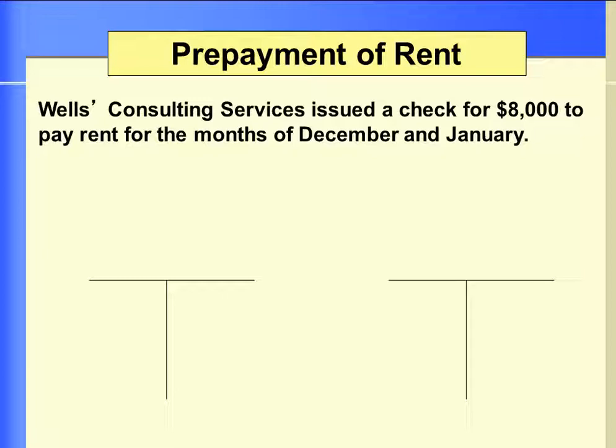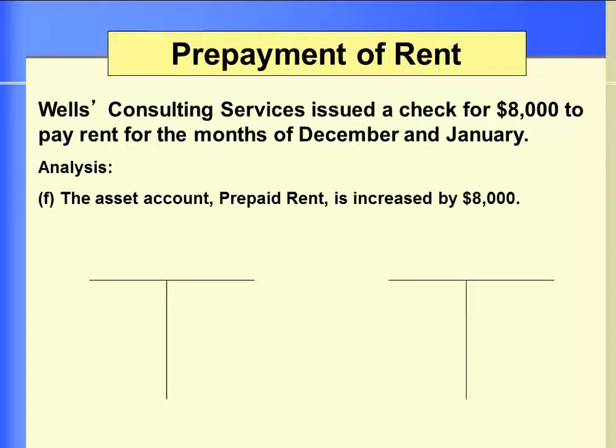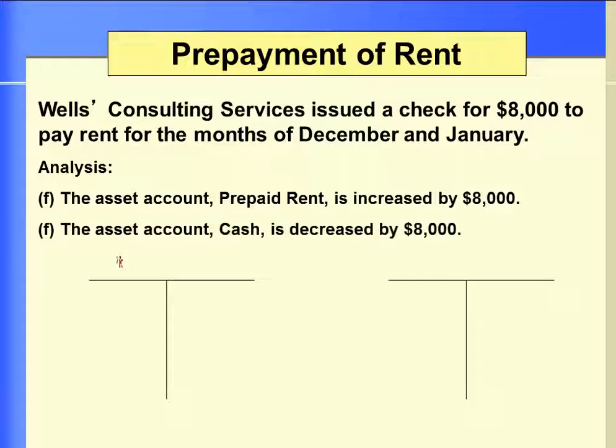So they issue a check to pay the rent for the months of December and January. So it seems like their rent is $4,000 a month by that example. So we're increasing prepaid rent by $8,000 and we're reducing cash by $8,000. We increase an asset and we decrease an asset.